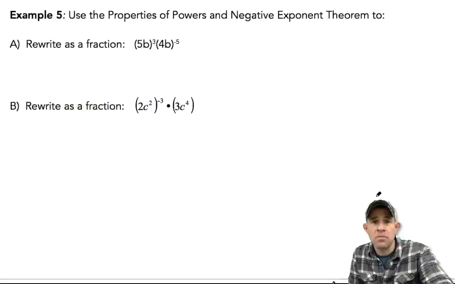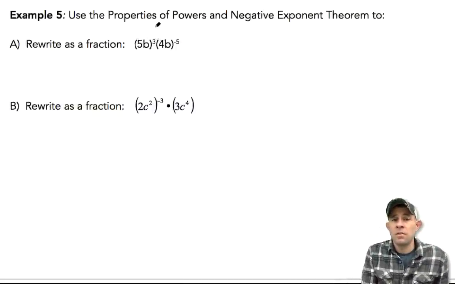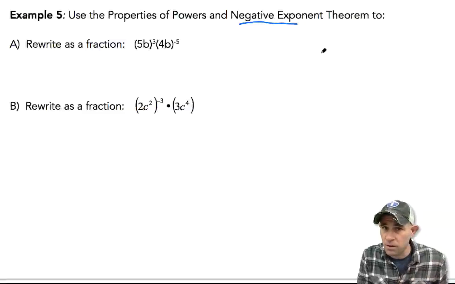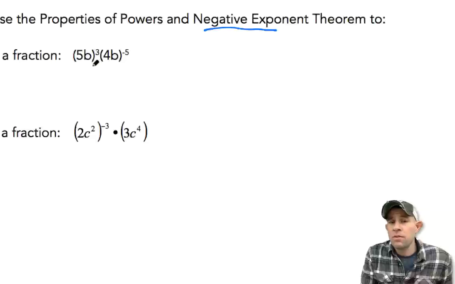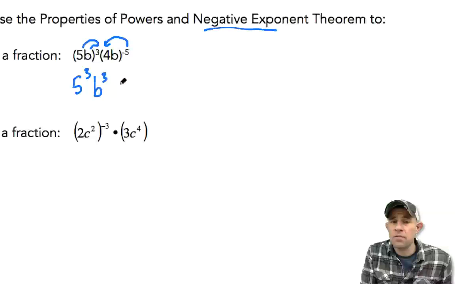Let's take a look at example 5 and see how we can use some of our properties of powers and negative exponents in combination with each other. We want to rewrite this one as a fraction here. So we have this product that's being raised to the power. So remember that power needs to go to both of those bases. So this becomes 5 cubed b cubed times, and now here we have 4 that's being raised to the negative fifth. So that's 4 to the negative fifth, b to the negative fifth.